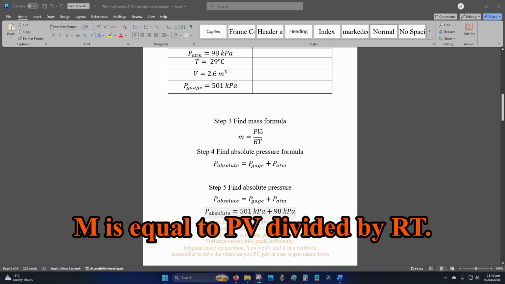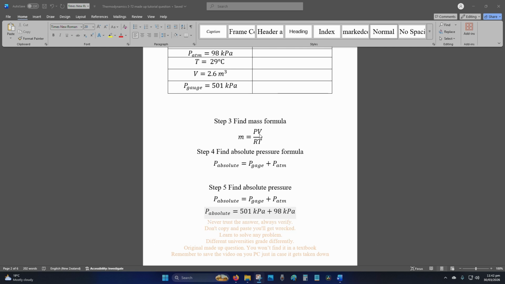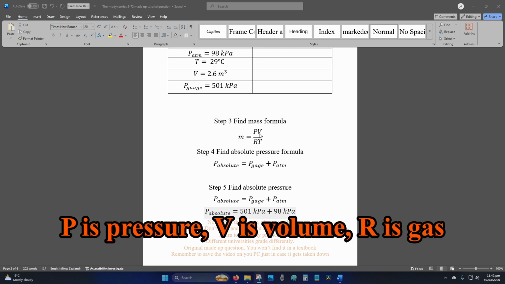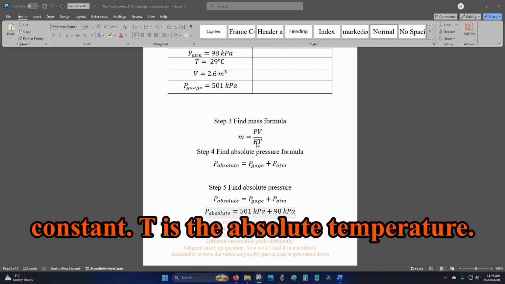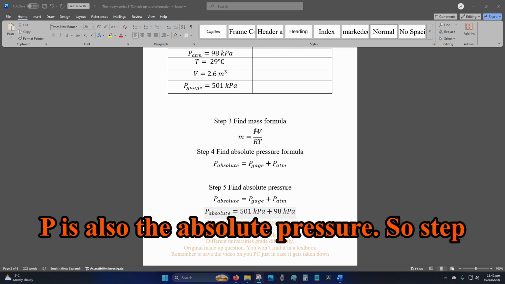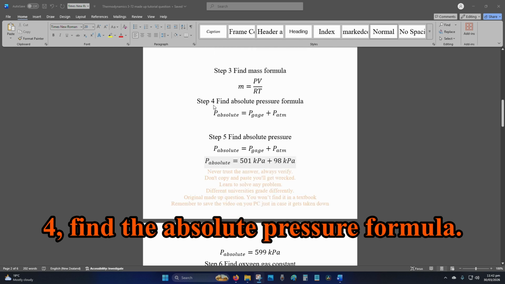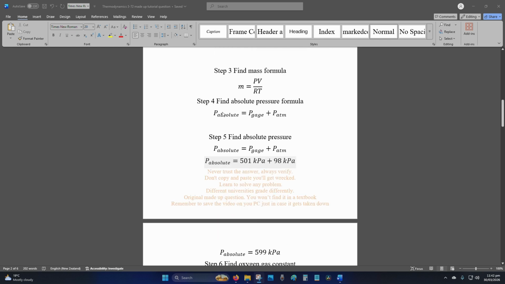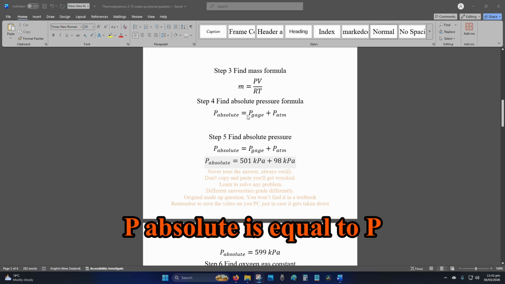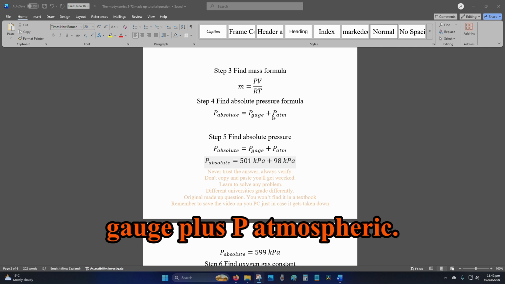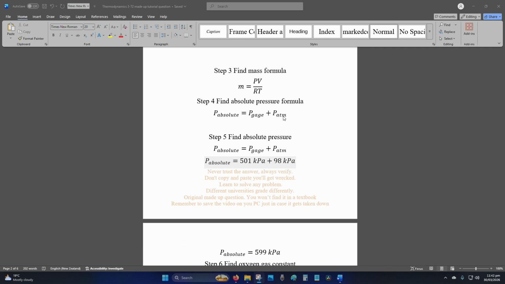M is equal to PV divided by RT. P is pressure, V is volume, R is gas constant, T is the absolute temperature. P is also the absolute pressure. So step 4, find the absolute pressure formula. P absolute is equal to P gauge plus P atmospheric.